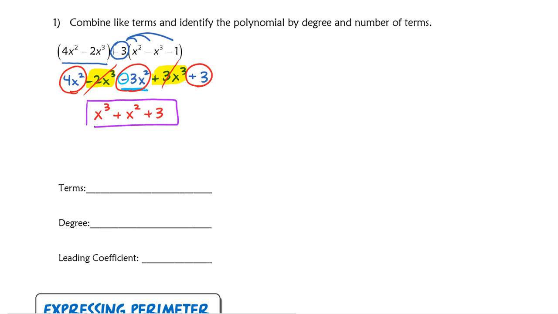Now it's already written in standard form. It's got 3 terms, 1, 2, 3, so I call that a trinomial. The degree on this is 3, so we call that cubic. And the lead coefficient here, there's an invisible 1 in front, so 1 is my lead coefficient.